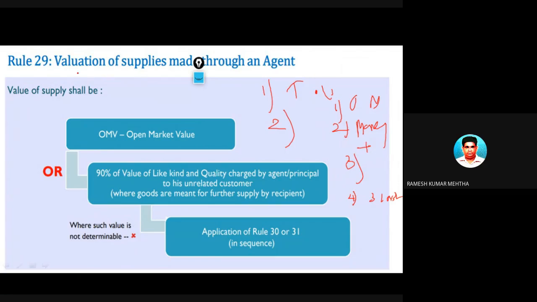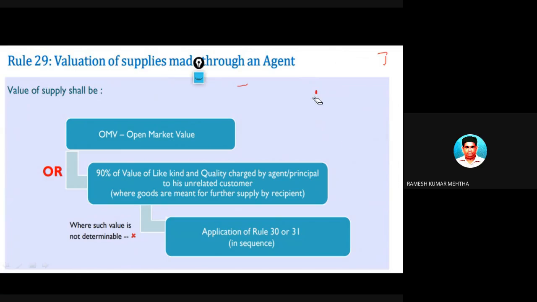Now this is the third valuation rule, the third case I am talking about. The third case is when the valuation of goods has to be done because the supplies are made through an agent. Let's take a small example.